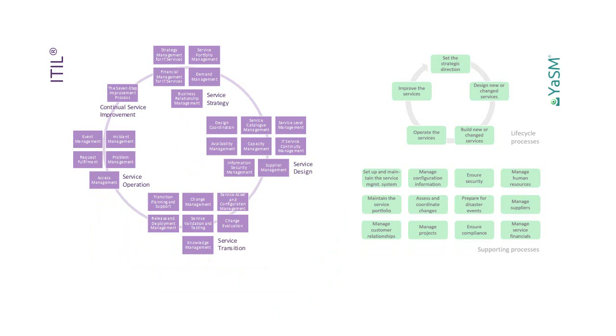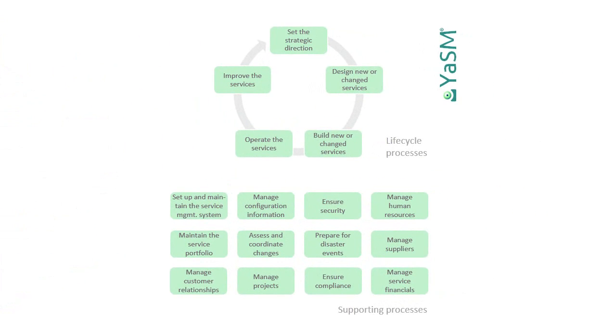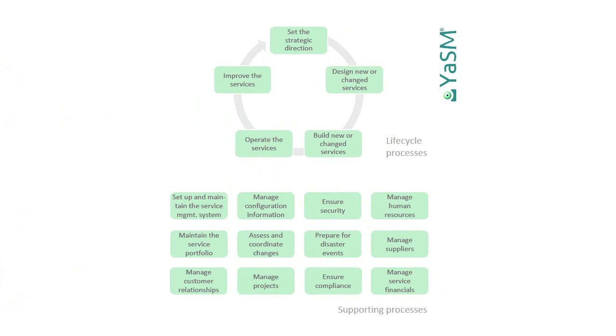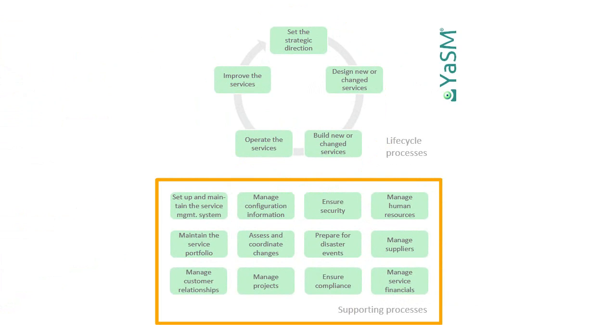The figure at the right shows the top-level processes for YaSM. There are fewer processes, 17, and at first sight we recognize the same service lifecycle approach as in ITIL. But YaSM doesn't assign every process to a lifecycle stage. Instead, there are a number of supporting processes, and this makes the whole structure of the framework simpler.